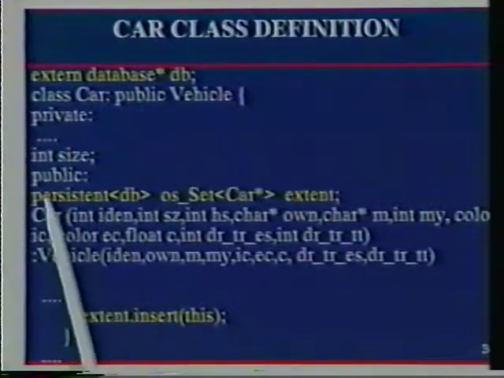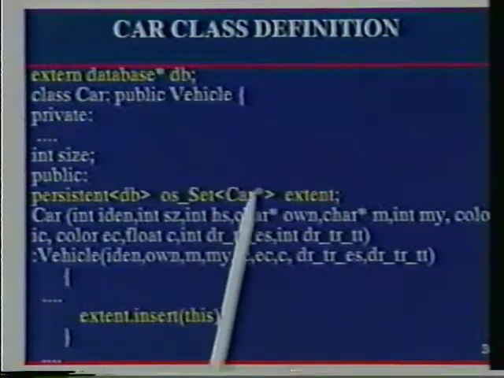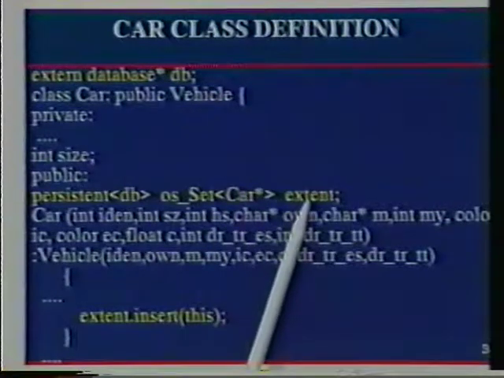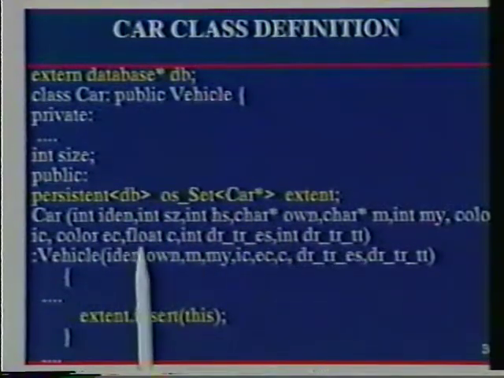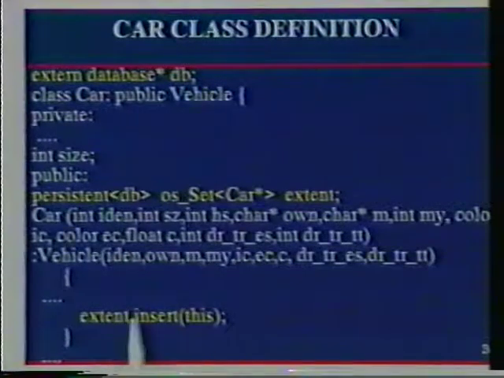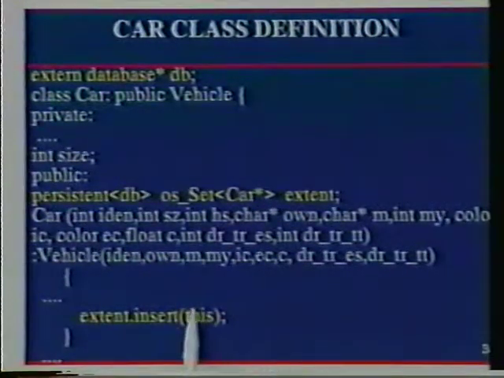Otherwise, if this class car definition is part of the class vehicle definition, you don't need to do it. Here we have declared the OS set, but here the type is car, and again extent is the variable which is local to this one here. Now this variable, we didn't talk about it, but it refers to the individual object. When we create an individual object and we want to refer to it, we use this word called this.